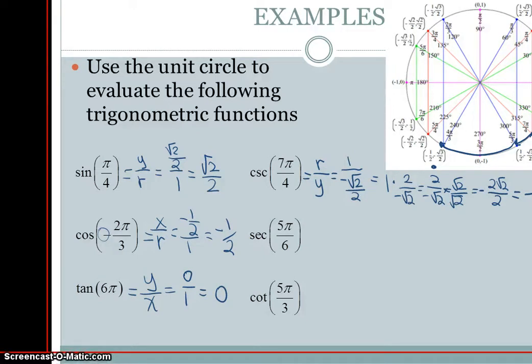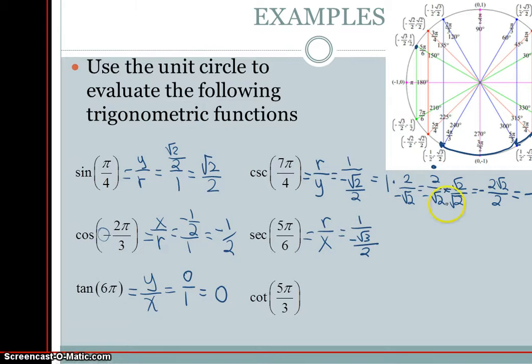Let's go ahead and look at the secant of 5 pi over 6. The first thing that we want to do is to find where 5 pi over 6 lies on the unit circle. And we see that 5 pi over 6 is right here, or 150 degrees. The secant, once again, is the reciprocal of the cosine. So our secant is going to be the radius over x. So we know that once again our radius is 1. And the x-coordinate is negative square root of 3 over 2.